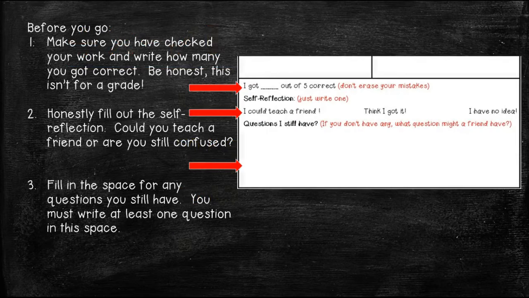Remember, before you go, make sure you've checked your work and you write how many you got correct. Be honest, this is not for a grade, just so that I can help you best tomorrow in class. Also, honestly fill out that self-reflection. Could you teach a friend? Do you think you got it? Or do you have no idea what's going on? It's fine, however you're feeling, just be honest. And then fill in the space with any questions you may still have. Remember, write at least one question in this space, even if you don't have one. Maybe it's a question a friend might have.